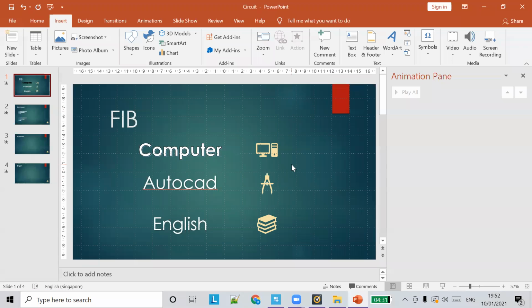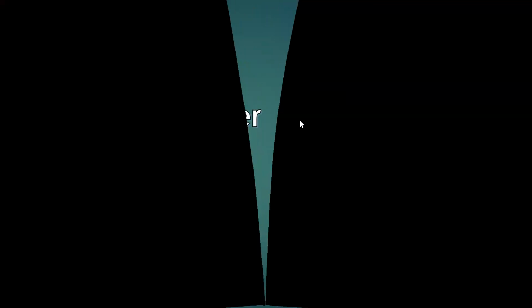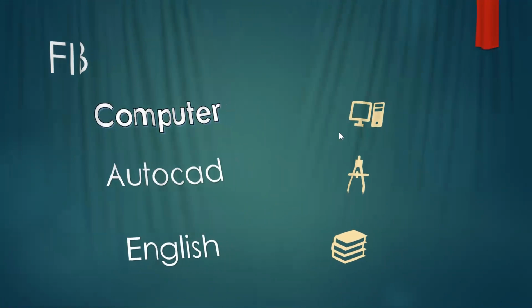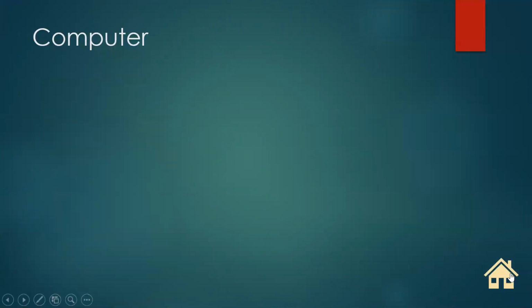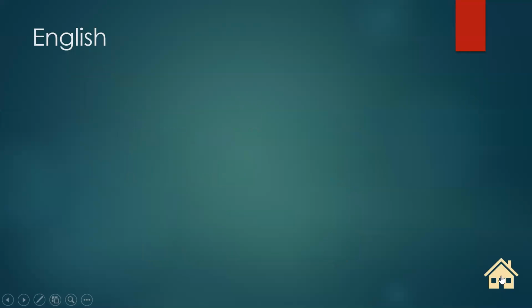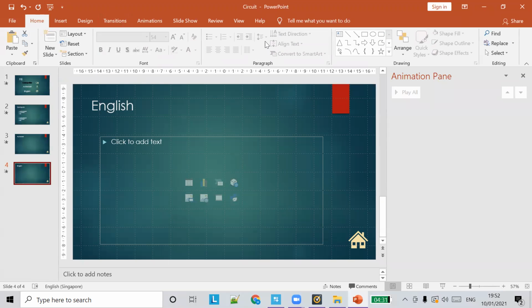So that's it. We talked about transitions. We'll choose on mouse click, disable on mouse click, and apply to all. So now the transition between slides happens only using these icons. Anywhere I click, nothing happens. On clicking these icons it moves, or else we cannot move through different slides. So using these icons, we can do that.